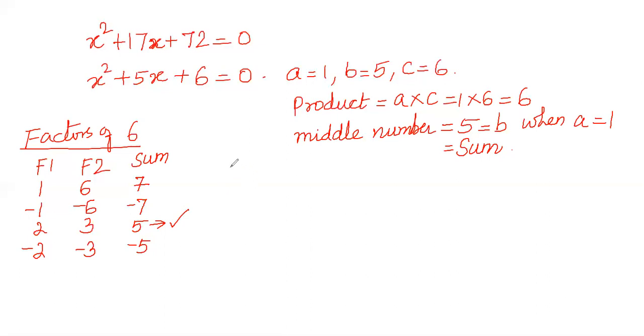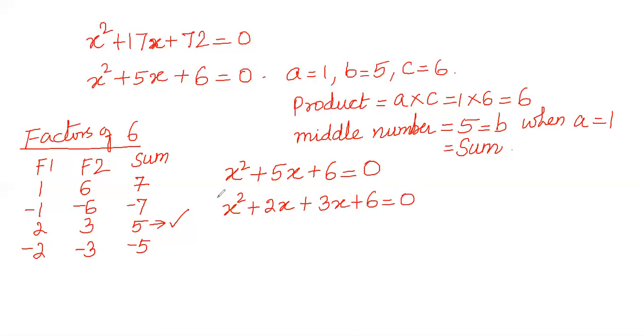Right? So take the quadratic equation now. I'm telling you how to solve it. The middle value 5x you split into two parts, 2x and 3x, because the factors are 2 and 3, the matching factors. So x squared plus 2x plus 3x plus 6 is equal to 0.